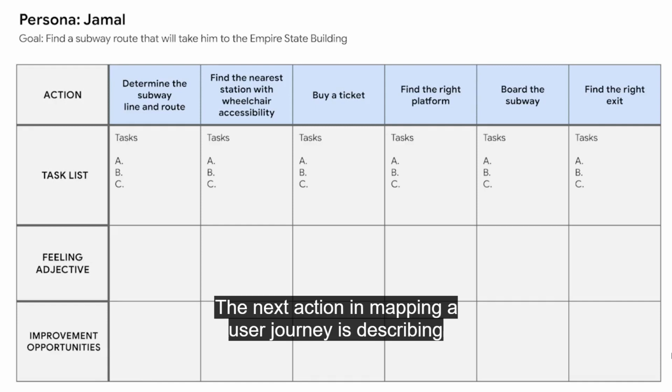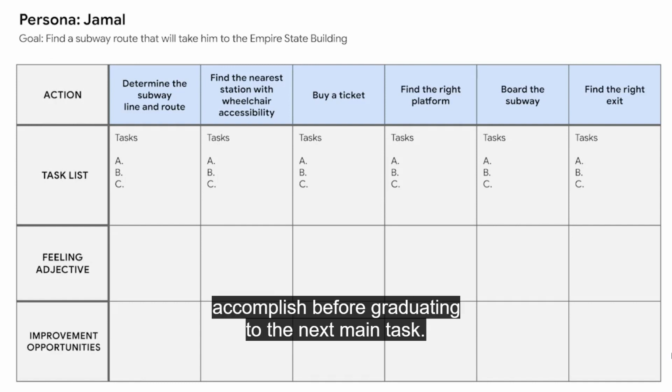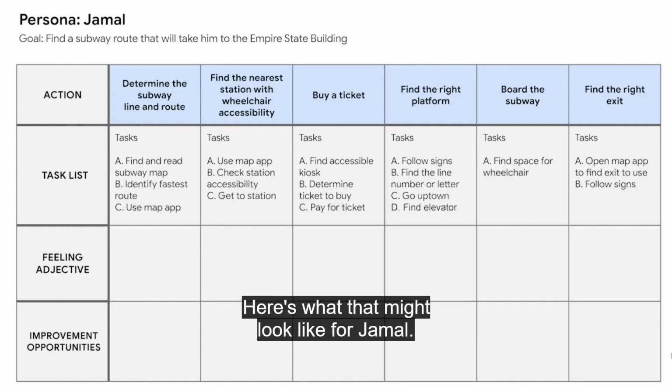The next action in mapping a user journey is describing all the smaller things the user must accomplish before graduating to the next main task. Here's what that might look like for Jamal.